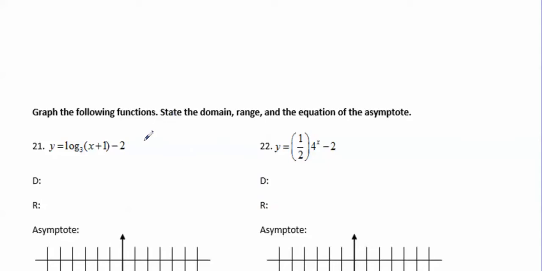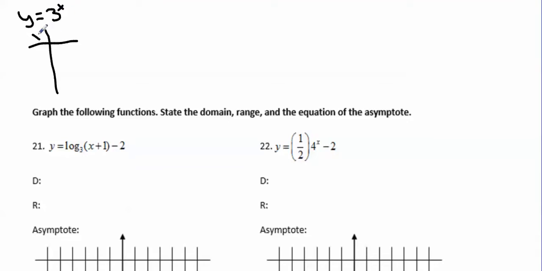This is page 3. When we're asked to graph the following functions, say the domain, range, and equation of the asymptote, for the first one, 21, we are asked to graph a log function. Well, the inverse of a log function is an exponential function. So the first thing we are going to do is graph the parent exponential function. My base is 3, so my parent exponential function is y equals 3 to the x.